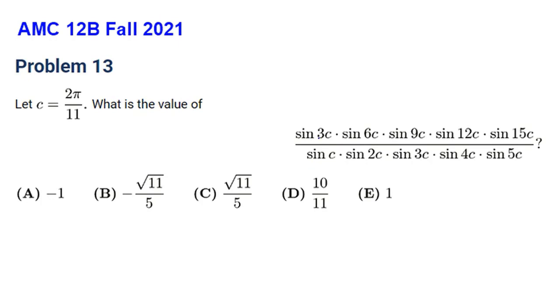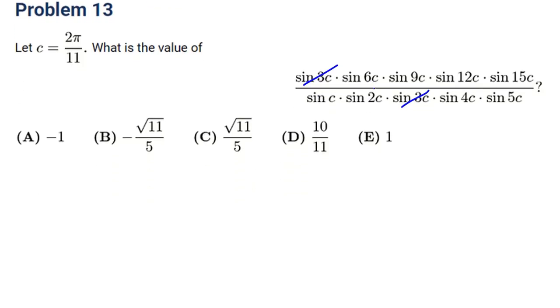Okay, here we want to calculate this. We know sine 3c, sine 3c we can cancel. Then 6c. Let's see the angles. 6c will be 12 pi over 11, times 9c, which will be 18 pi over 11, times 12c, which will be 24 pi over 11, times 15c, which is 30 pi over 11.